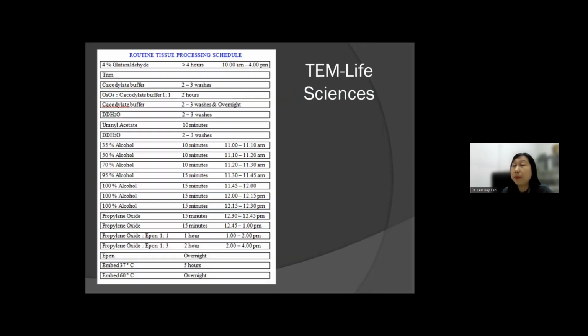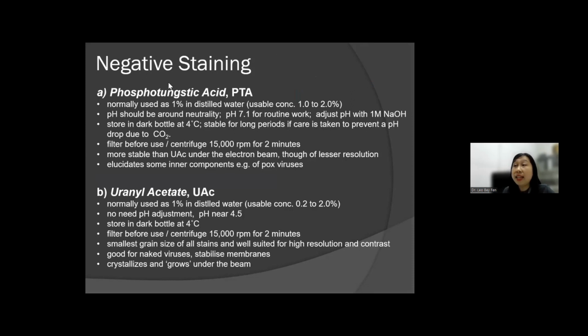After the fixation, we follow with negative staining using uranyl acetate. Negative staining can use PTA or UA. These are the common negative stains used in our lab, but actually there are different kinds of stain that can be used. We use negative staining because we need to give contrast to the samples. Here shows a sample preparation comparison between PTA and UA. I won't go into detail.